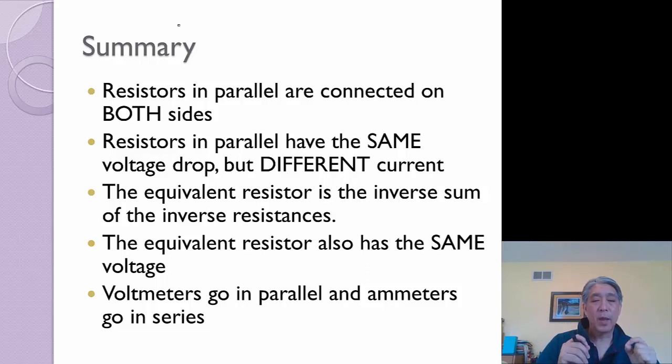Mathematically speaking, the most important thing is the formula that says the equivalent resistor for resistors in parallel is the inverse sum of the inverse resistances. And the equivalent resistor will also have the same voltage as the individual resistors. Last but not least, remember that voltmeters go in parallel with what you're measuring, and ammeters go in series with what you're measuring.